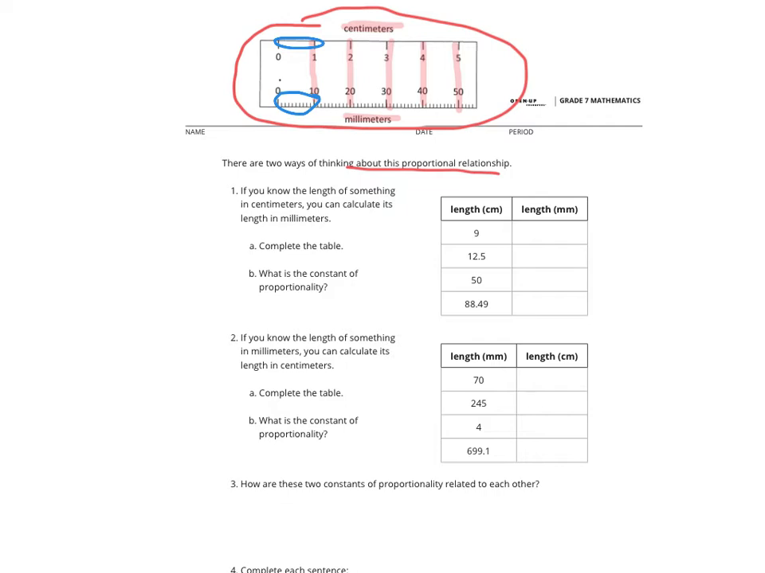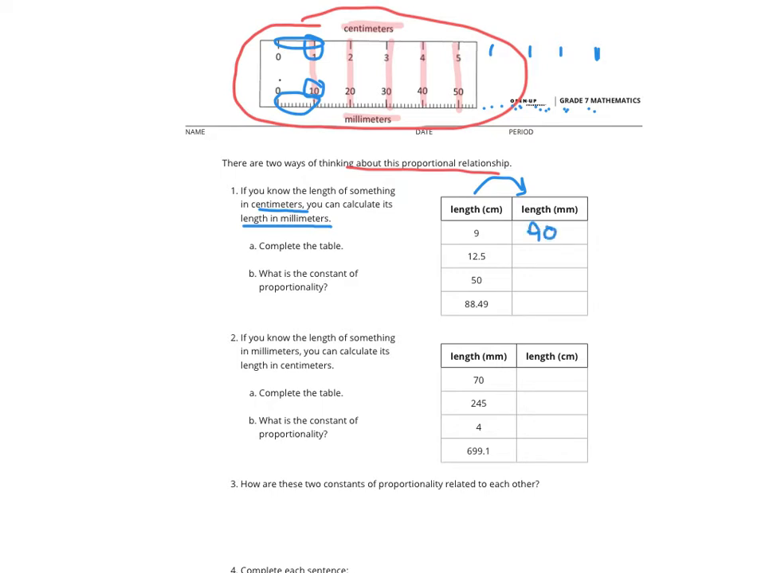So we're going to figure out and fill in this table for this first question. If you know the length of something in centimeters, we can calculate its length in millimeters. If something is 9 centimeters long, so let's say this is 5, 6, 7, 8, about 9 centimeters would be about to there. How many millimeters long would it be? Well, what I can see is that every time I know the number of centimeters, to get the number of millimeters, I'm multiplying by 10. And multiplying by 10 is easy. This is why we like the metric system. If I multiply 9 by 10, I would get 90.